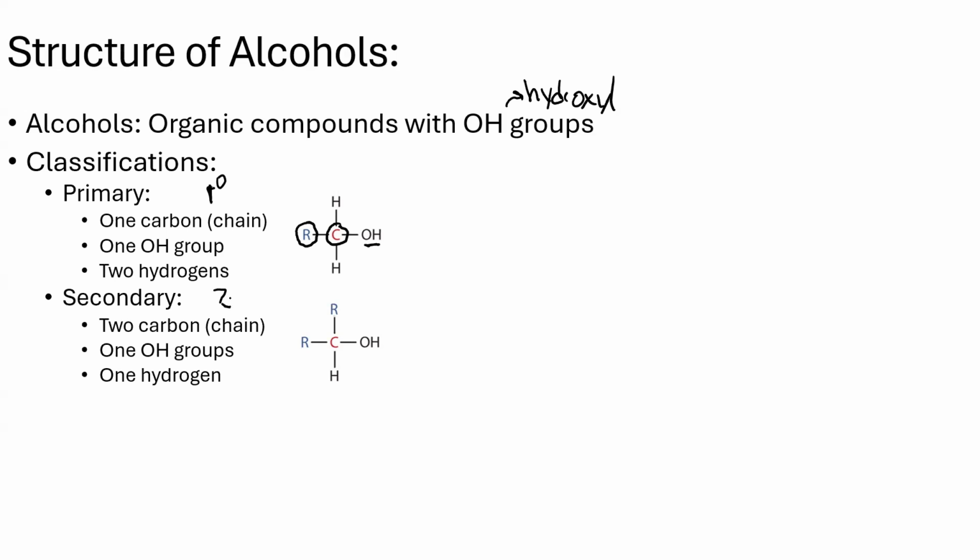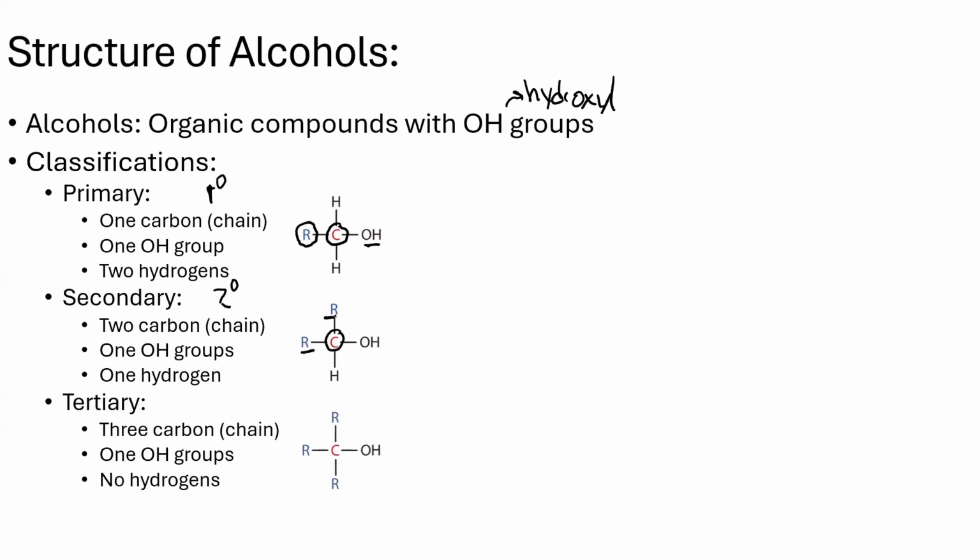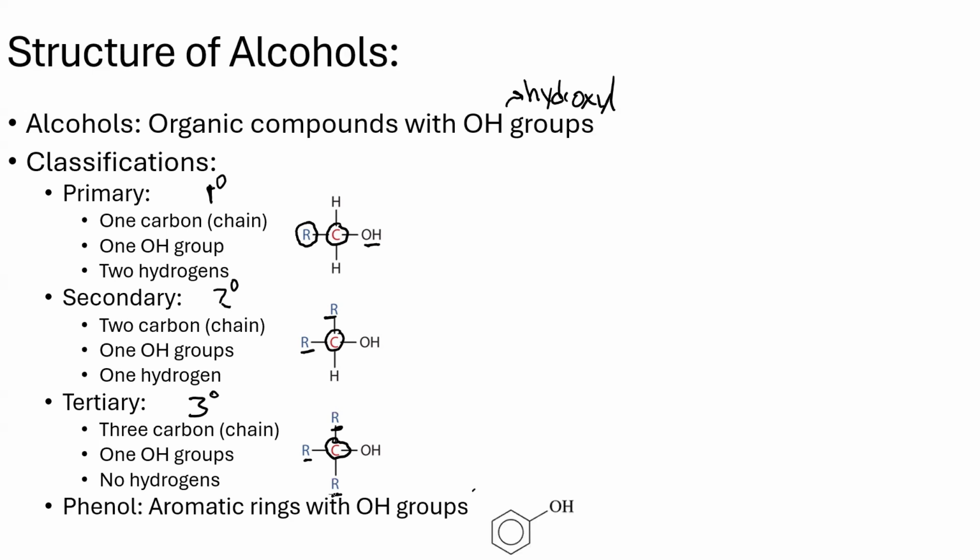Secondary alcohols have a carbon attached to two other carbon-containing groups, and tertiary alcohols have carbons attached to three different carbon-containing groups. Then you also have your phenols, and as I understand it, you went over aromatics with Professor Bradshaw, but phenols are aromatic rings with hydroxyl groups off of them. They just have a special name.